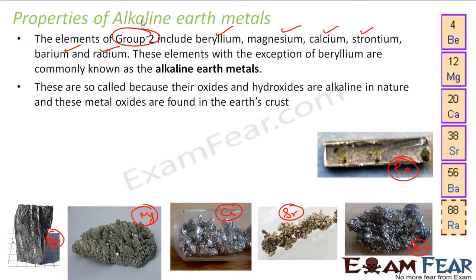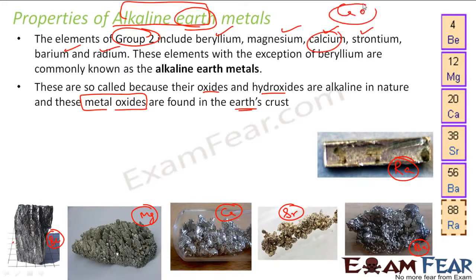And they are called alkaline earth metals. Why are they called alkaline earth metals? Because their oxides and hydroxides are both alkaline in nature, plus they are found as metal oxides in the earth's crust. So they have this earth also added. For example, calcium is found in calcium oxide form, right? Magnesium forms MgF. So these are found in oxide form a lot in the earth, so earth is also added to the name, right?